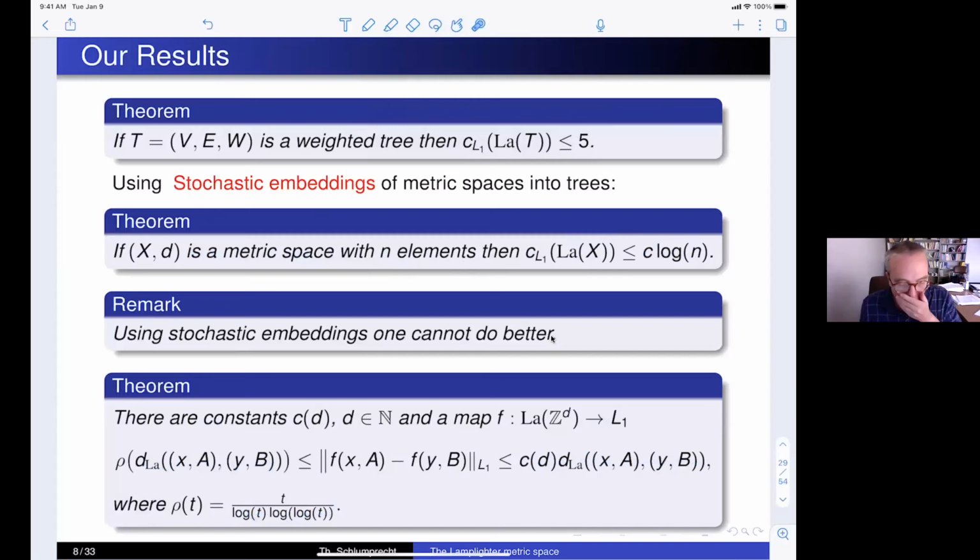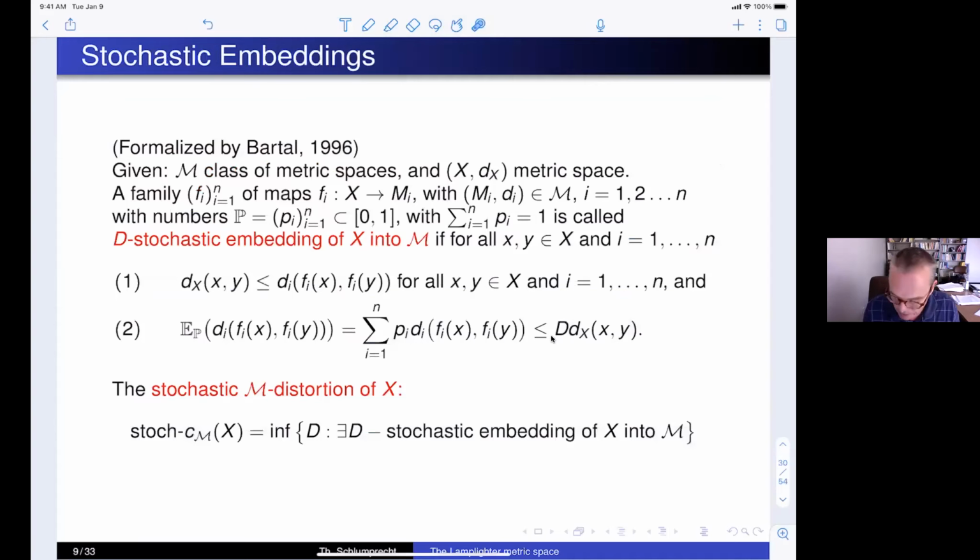Okay, so let's discuss what a stochastic embedding is. This was, I think, to our knowledge formalized for the first time by Bartal in 1996, but of course the idea was used before. In some sense, it's often so that choosing something random gives you better bounds, and this is the idea which is behind that.